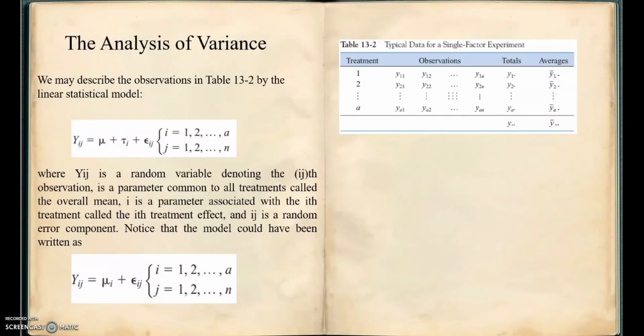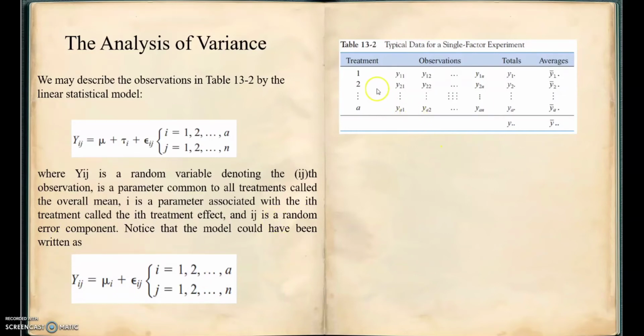Next is the analysis of variance. We may describe the observation in table 13-2 by the linear statistical model. Here is the formula for the linear statistical model, where y sub ij is a random variable denoting the ij observation, mu is a parameter common to all treatments called the overall mean, tau sub i is a parameter associated with the ith treatment called the ith treatment effect, and epsilon ij is a random error component.